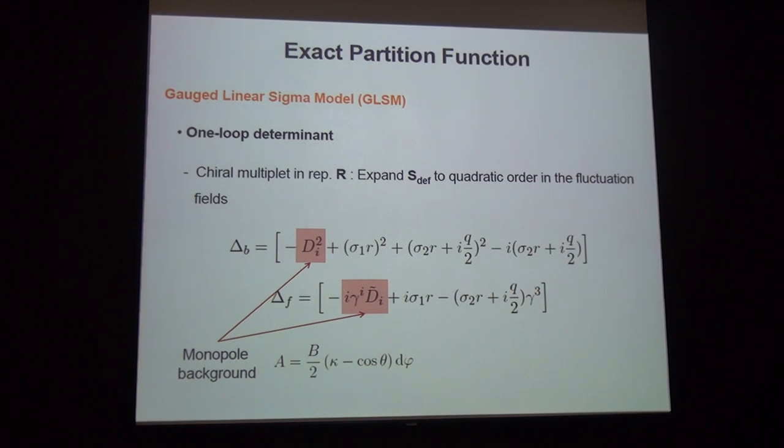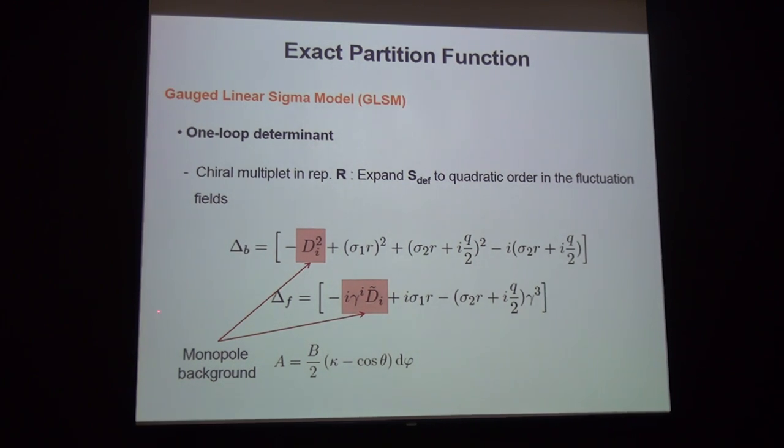is determined by the choice of the Q-exact definition. Okay, so let's try to compute this one-loop determinant from the chiral multiplet in some representation R. All you have to do is to expand this deformed action, in our case the kinetic Lagrangians, up to quadratic orders in the fluctuation field.